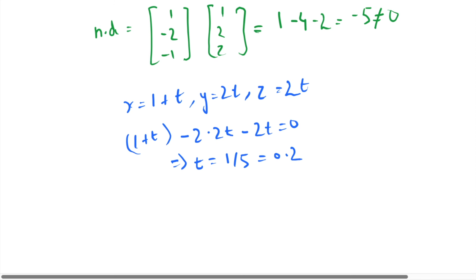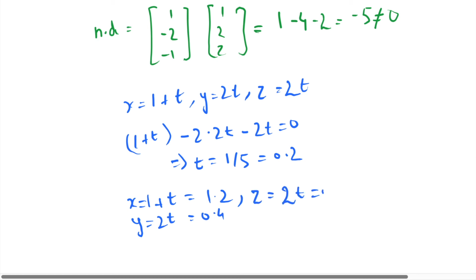So therefore the line intersects the plane at x is equal to 1 plus t, which is 1.2, y is equal to 2t, which is equal to 0.4, and z is 2t, which is equal to 0.4.